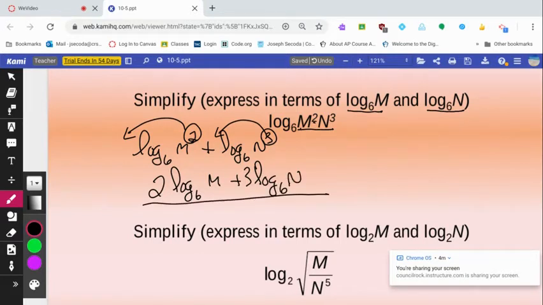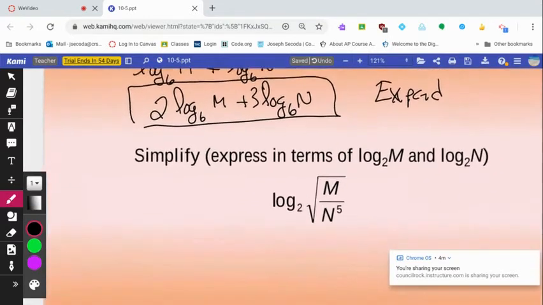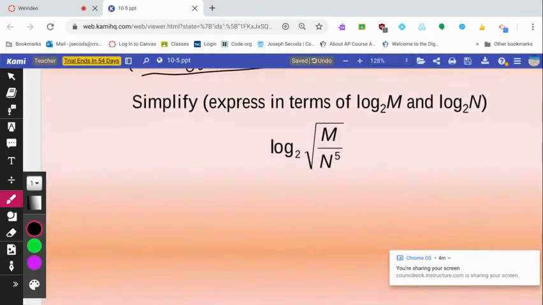That's what we say. The other word we might hear, rather than simplify, might be expand. So this is when we ask you to expand your logarithm. All right. So simplify, express in terms of log base 2 of m and n. That means we need to keep going until we have exactly just log base 2 of m and log base 2 of n. Oh, we got a square root.